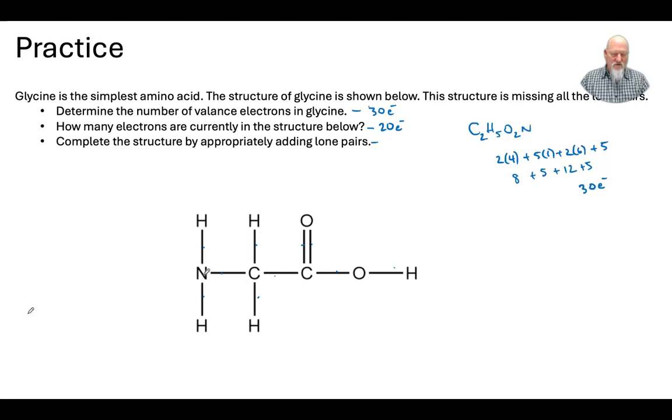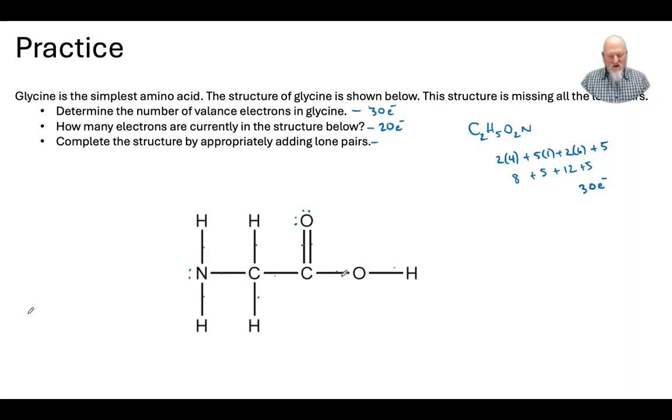The hydrogens are all set, because the hydrogens only get 1 bond and they're done. The nitrogen is going to follow the octet rule. Right now it's got 2, 4, 6 electrons around it, so we're going to give the nitrogen a lone pair to give it 8. The oxygen up on top here has 2 bonds to it, so it's going to need 4 more electrons, 2 lone pairs, to give it 8. So now there's 8 electrons around that oxygen.